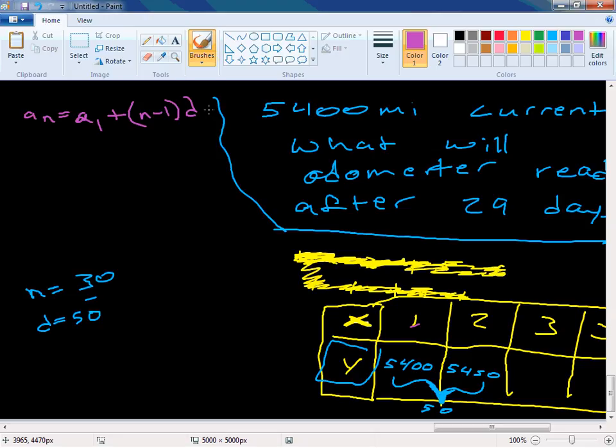I'm going to wait for Ian, and I'm going to start showing you guys how to solve it on here, just in case there was a mistake. So we got 5,400 plus, well, 30 minus 1 times 50. What did you guys get? 6,850 it is.